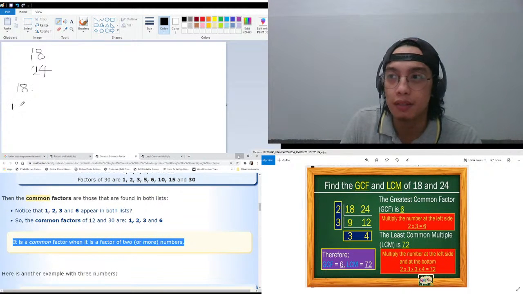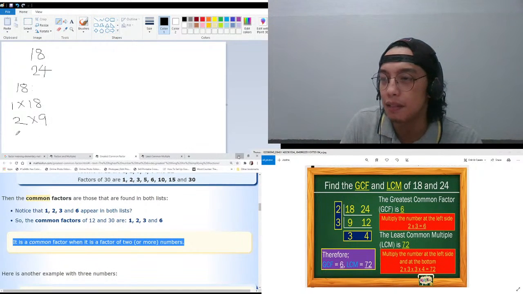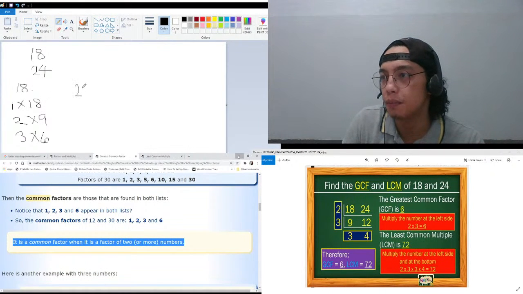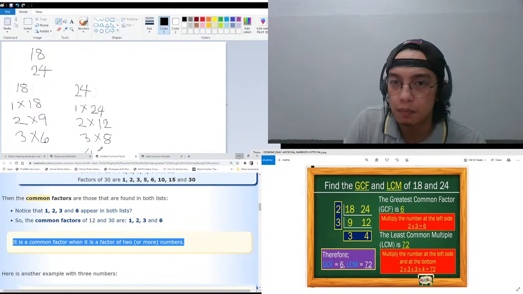Of course 1 and the number, and then 2 times 9, this is 18, 3 times 6, also 18. How about 24? We have 1 and the number, and then 2 times 12, 3 times 8, and 4 times 6.